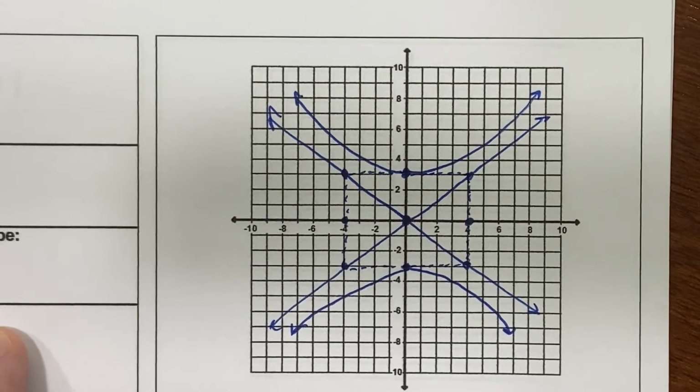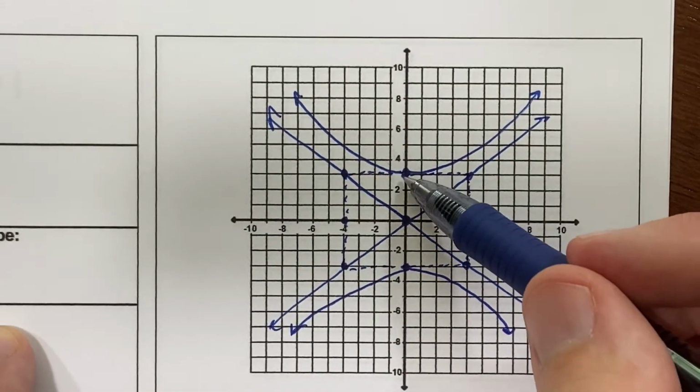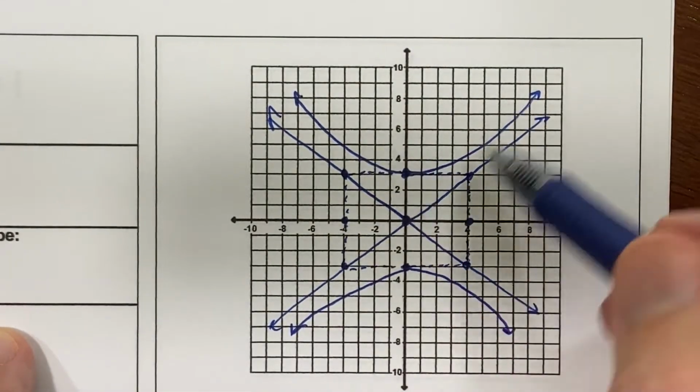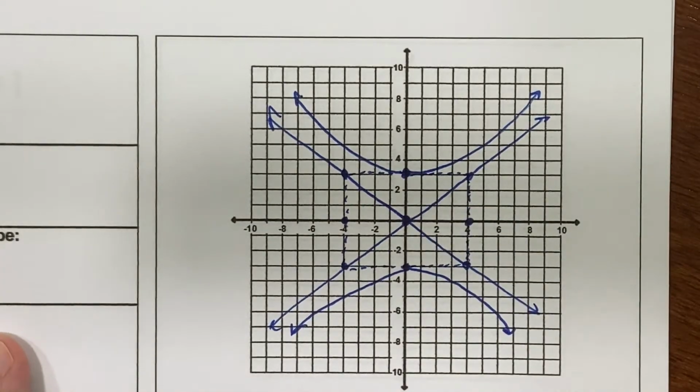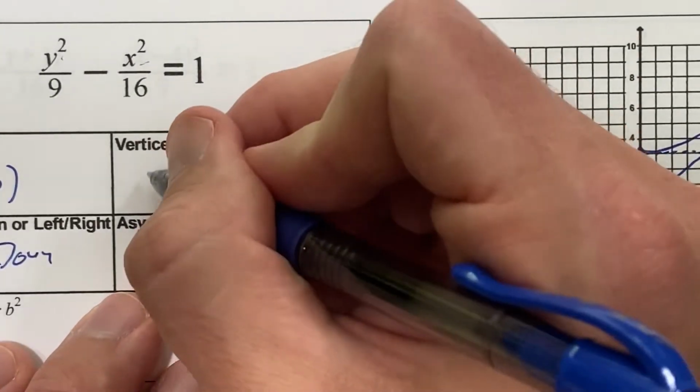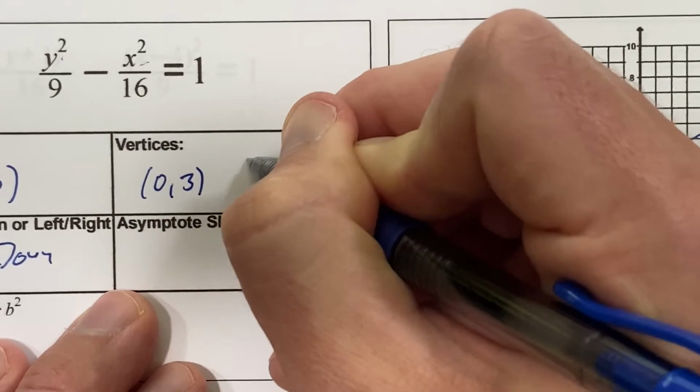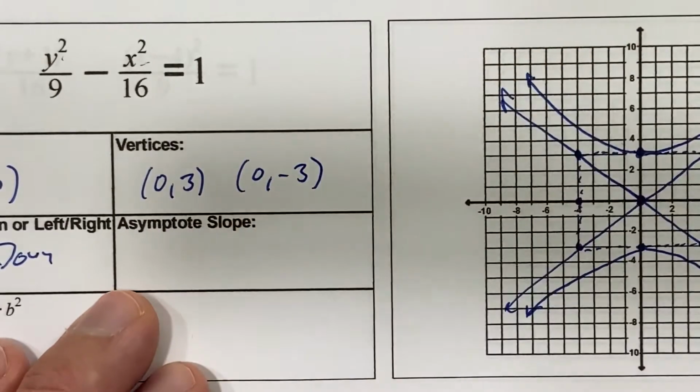So I'll have a hyperbola that looks something like that. And my vertices are just this bottom point, just as if it were a parabola. That's a vertex right there. So that would be at 0, 3 and 0, -3.